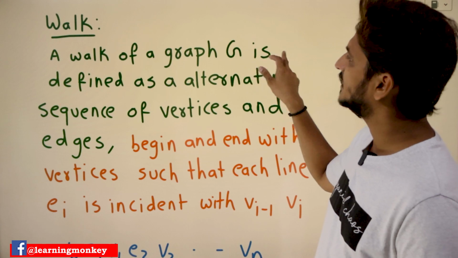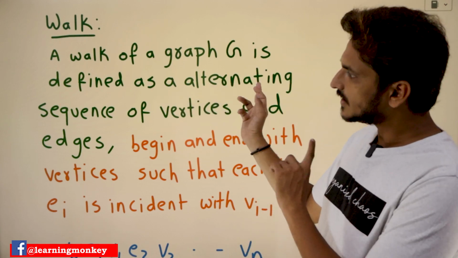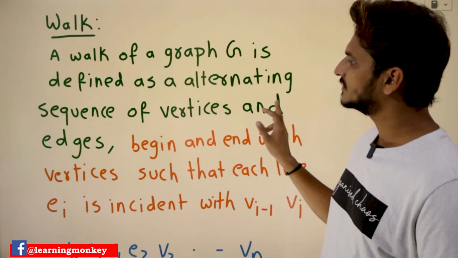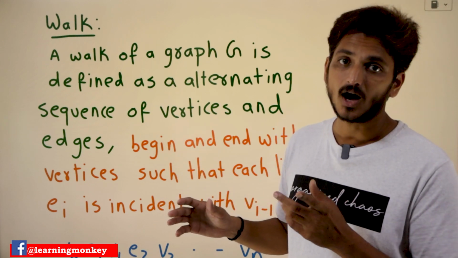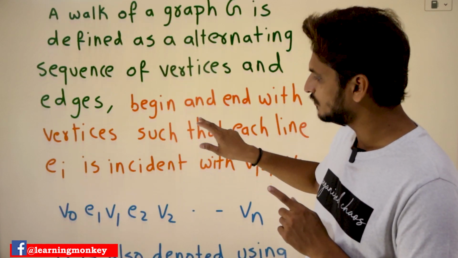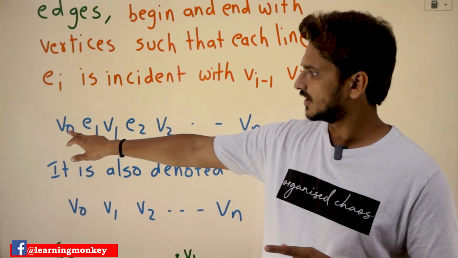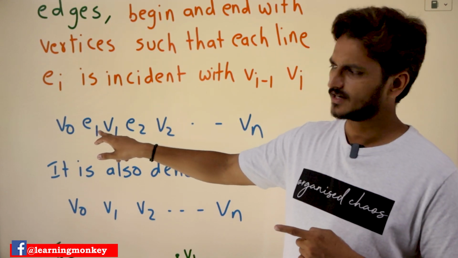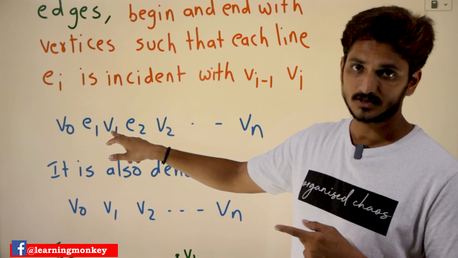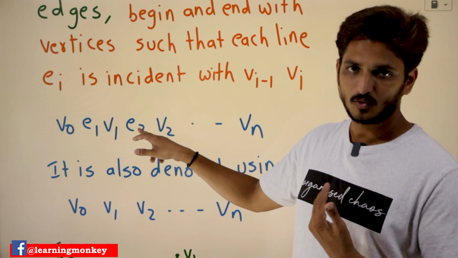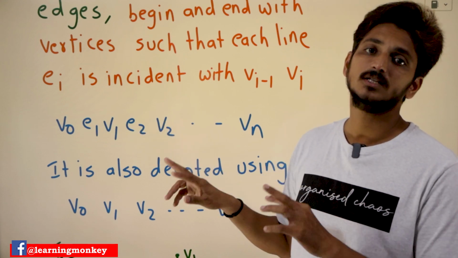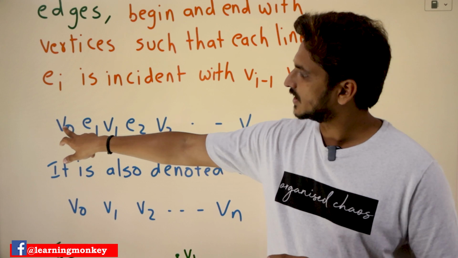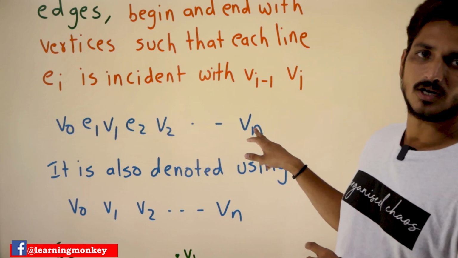Now coming to the definition, a walk of a graph G is defined as an alternating sequence of vertices and edges. What does that mean? We started from V0 and we moved on edge E1, then we moved to vertex V1, then we moved on edge E2. This is what an alternating sequence of vertices and edges is. We start with a vertex and end with a vertex.